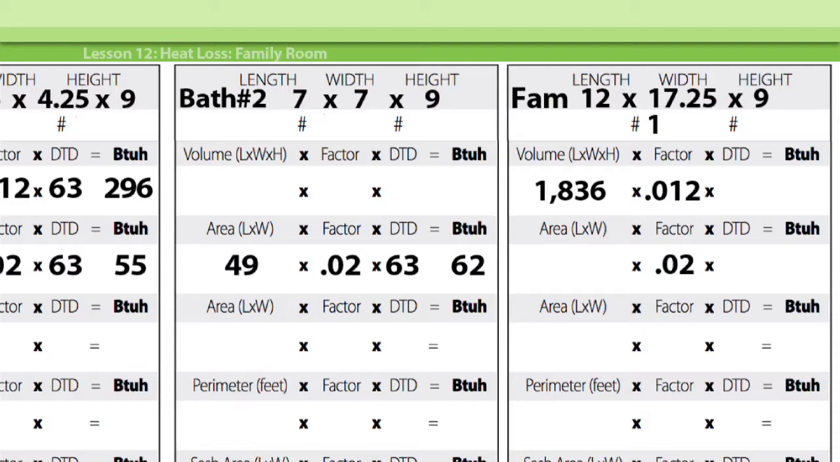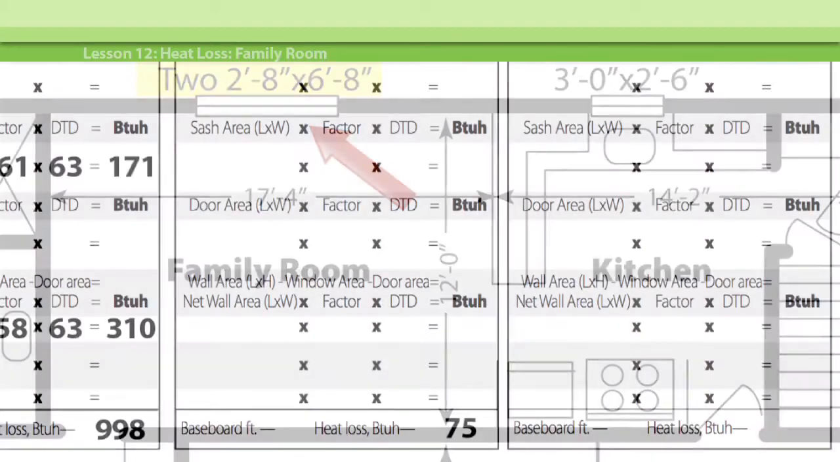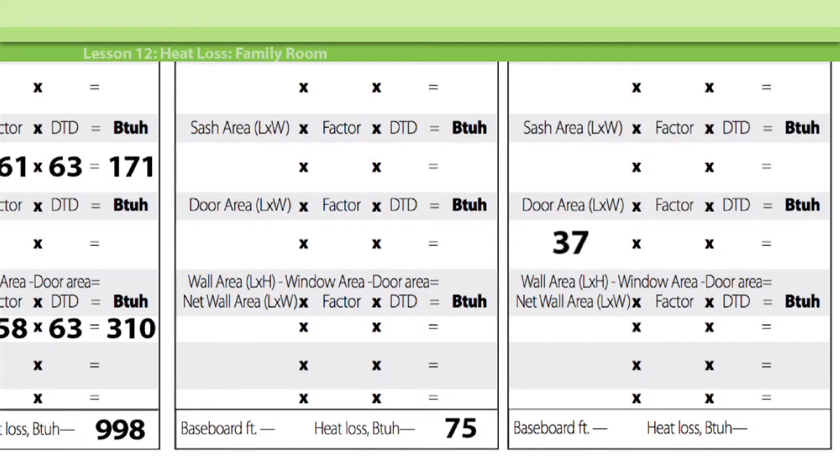There's no heat loss through the floor, and the family room has no windows, but it does have a sliding glass door. Notice that the door has two panels. Each panel's 2 feet 8 inches by 6 feet 8 inches. That makes the total area of that door 37 square feet. The specification sheet shows that the slider is of the same construction as the window, so the transmission factor will be the same. If we math it out, the heat loss through that door comes out to 844 BTUs per hour.